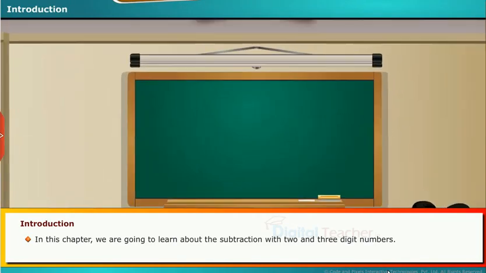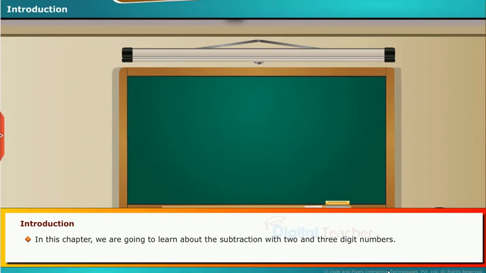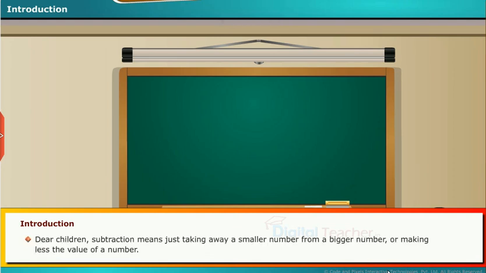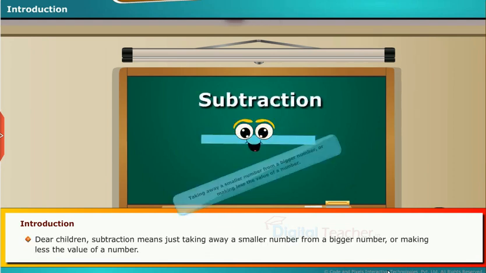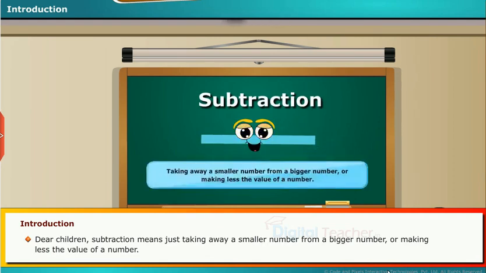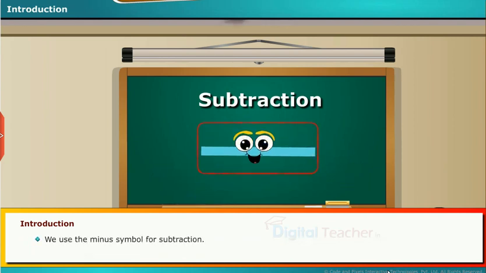Introduction. In this chapter, we are going to learn about the subtraction with 2 and 3 digit numbers. Dear children, subtraction means just taking away a smaller number from a bigger number or making less the value of a number. We use the minus symbol for subtraction.